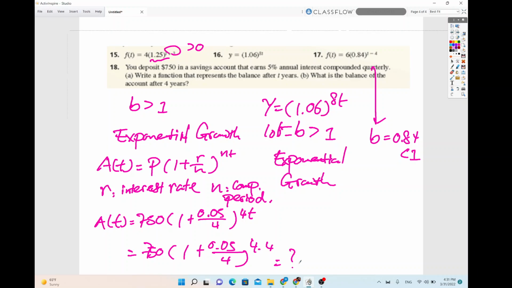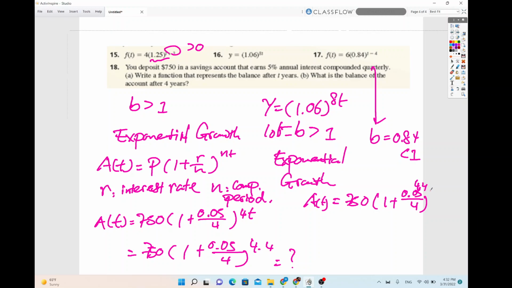So what's the balance of the amount after 4 years? Again, basically using the same model. So for A of t, that equals the initial principal, 750, times 1 plus the interest rate, which is 0.05 over 4, quantity to the power of 4 times 4.